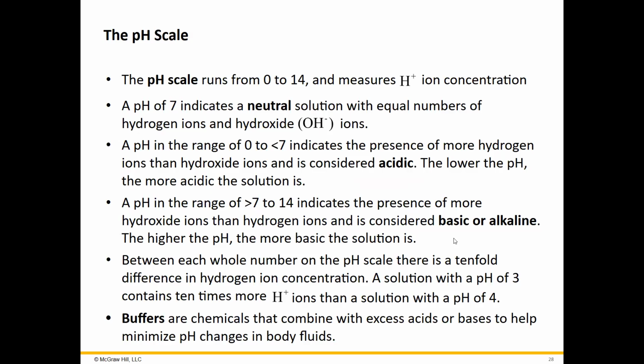The pH scale. Again, here's all I want you to know. It's a scale of 0 to 14. The higher the number, the more basic. The lower the number, the more acidic. A pH of 7 is neutral.